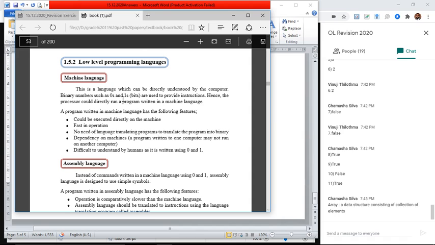Okay, so they have given here that binary numbers such as ones and zeros are used to provide instructions. Hence the processor could directly run a program written in the machine language.